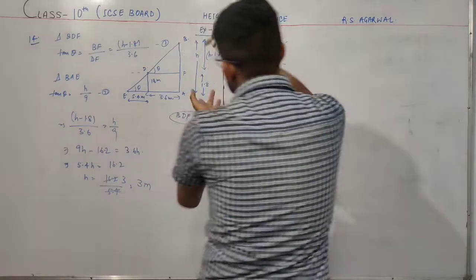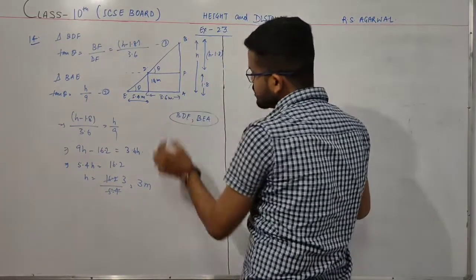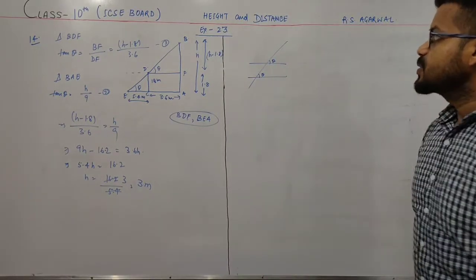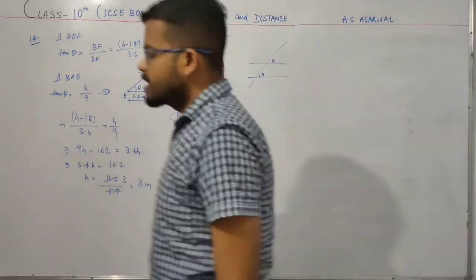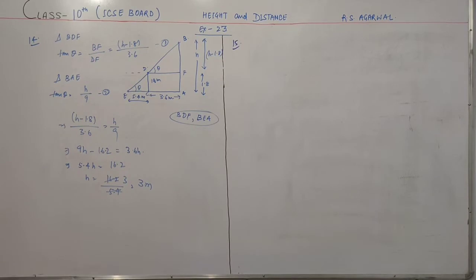So this is the total height which we have to calculate. So we get the value which is 3 meter. Okay, this is question number 14. Now come to question number 15. Question number 15 is, I think, very easy one.